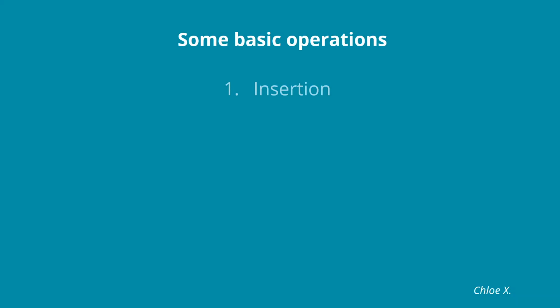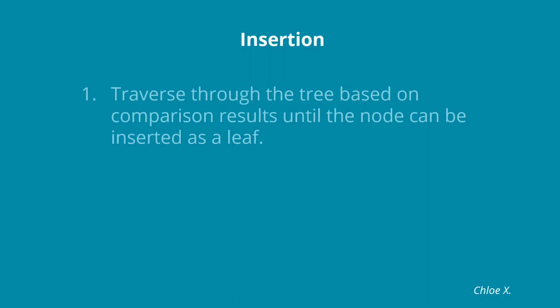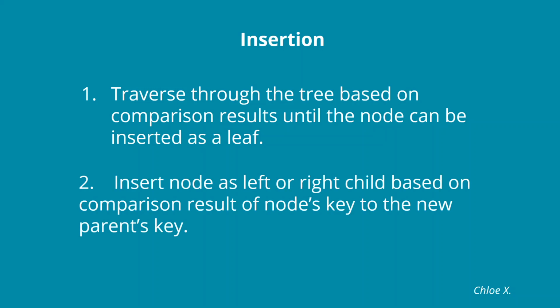That aside, now let's go over some basic operations like insertion, search, and deletion. For insertion, the idea is to traverse through the tree comparing node elements until you reach a node that has an empty link you can insert your child to as a leaf. Then, insert your node as a left or right child based on whether its key is greater than or less than its new parent. I'll show an example.